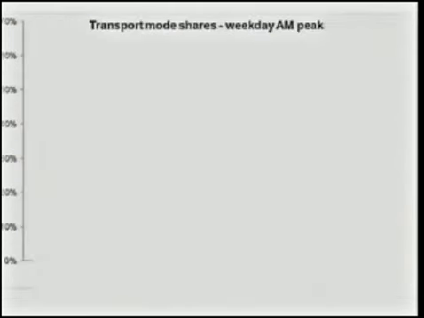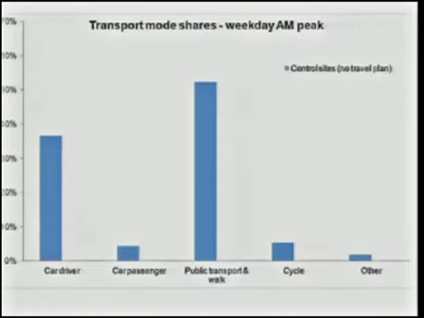We also did a travel survey of the residents in the apartment building so that we could get a look at the mode shares of travel during the weekday AM peak period. So the control sites with no travel plan had car driver trip rates of a bit under 40%. Again, when you go into the outer suburbs of Melbourne, the car driver rate would be much higher, but this is inner city.